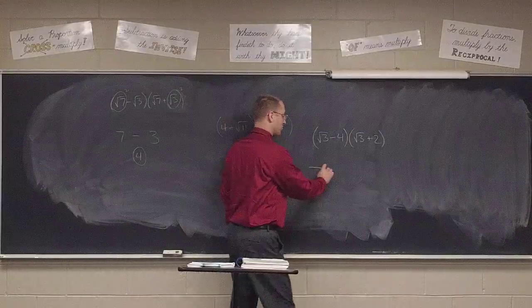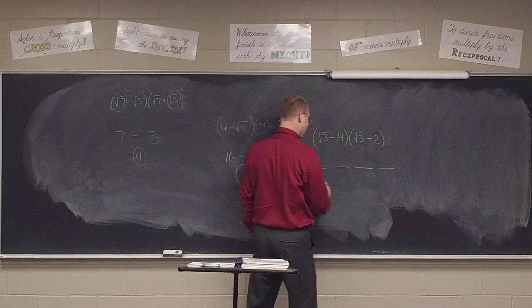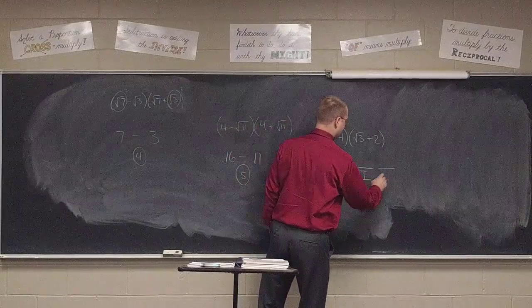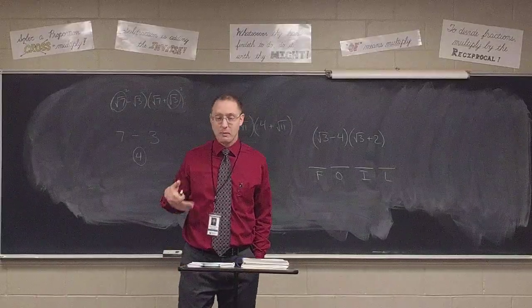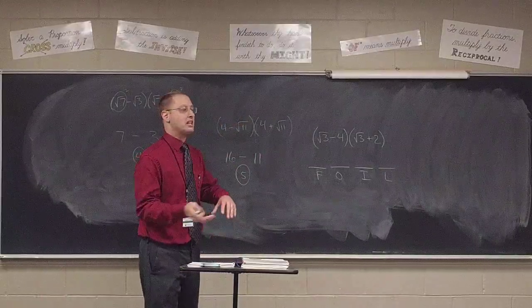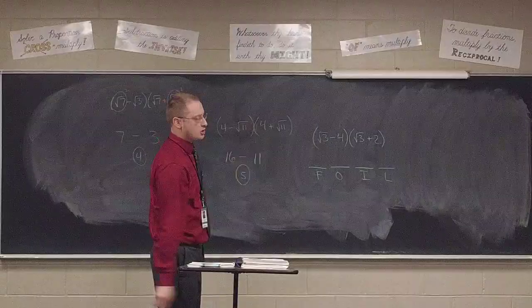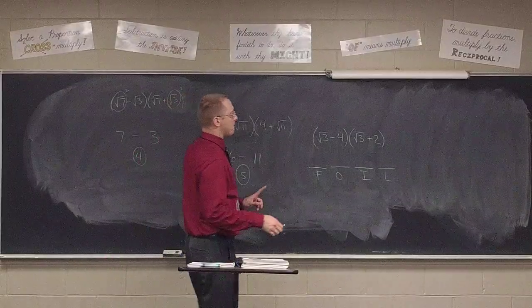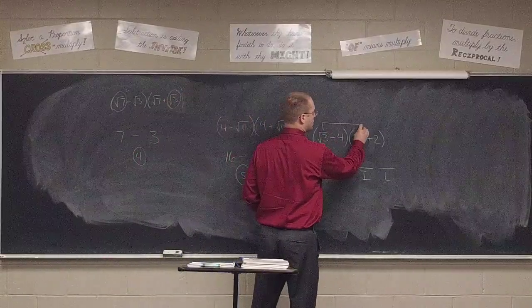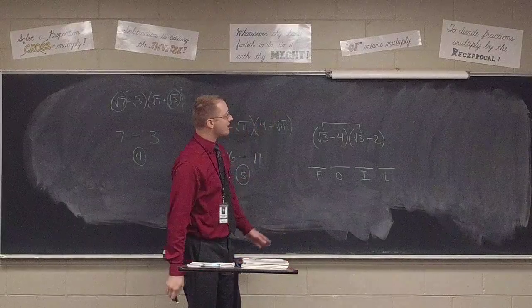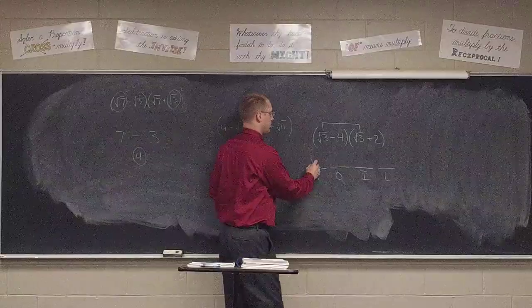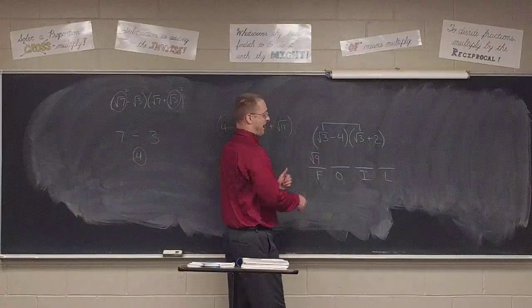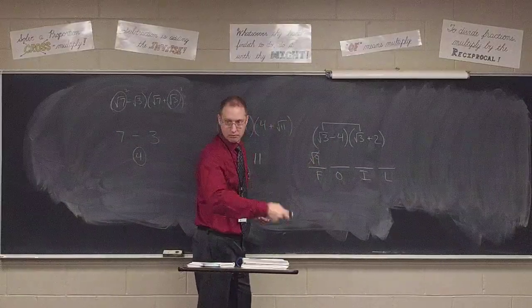FOIL. First, outer, inner, last. Class, how do we multiply similar binomials? FOIL. All this coming back to you now. All the stuff we did last semester, we can do with radicals as well. So we're going to multiply the first two terms together. And what do I get when I multiply the square root of 3 times the square root of 3, Brecken? Square root of 9, which happens to just be 3.